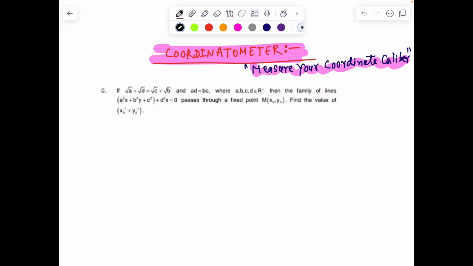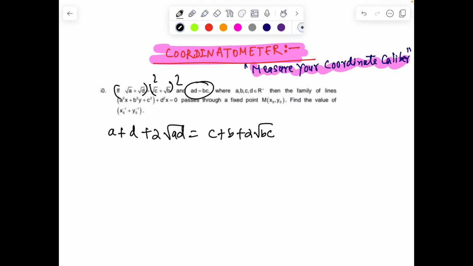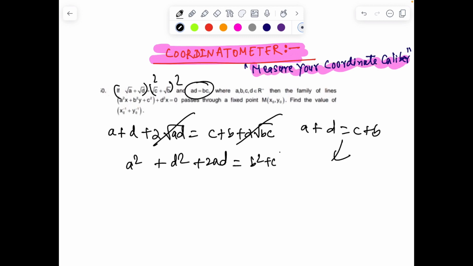If root a plus root d equals root c plus root b, and both of this is going to give me c plus b plus 2 root bc. And since we know AD and BC are equal, that will give A plus D equals C plus B. Now we can square this expression: A square plus D square plus 2AD equals B square plus C square plus 2BC, and BC and AD are equal. We squared because of the motivation given in the expression.